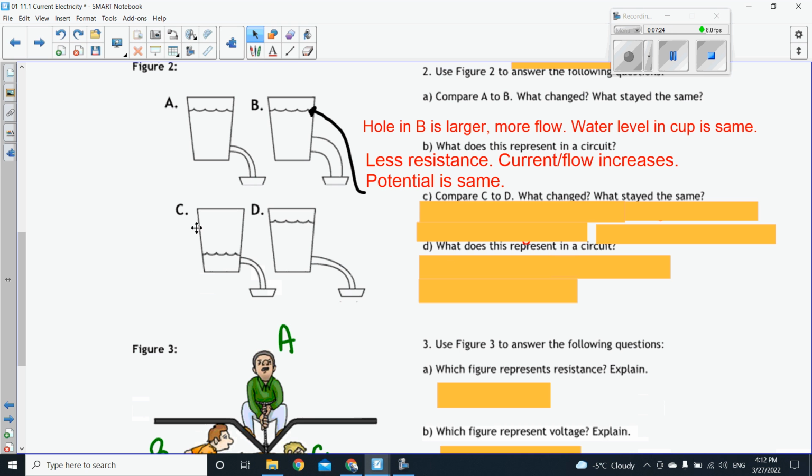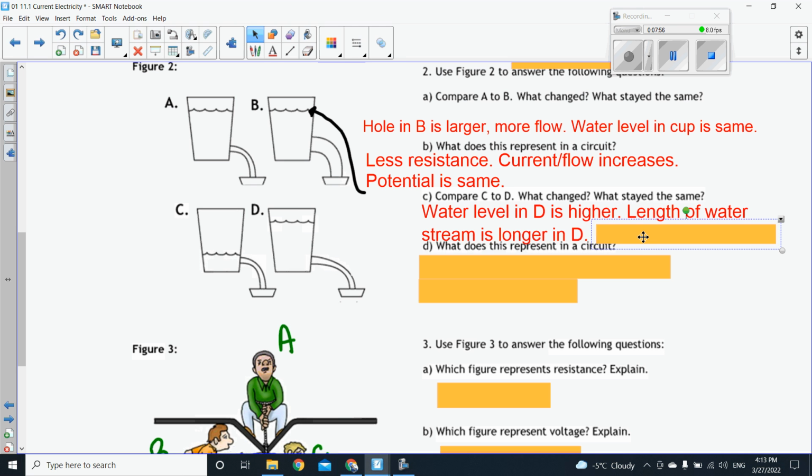For cup C and cup D, what changed was that the water level in D is higher. The other thing that's different is the length, how far the water flows out; the stream is longer in D. What stays the same is the width of this hole right over here. The width of this hole is the same in both of them.